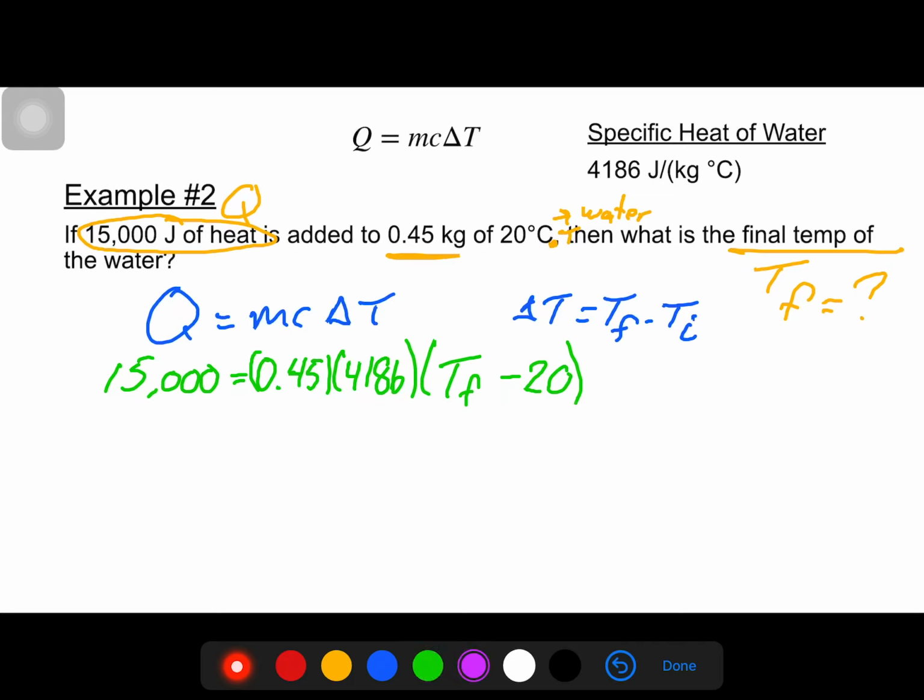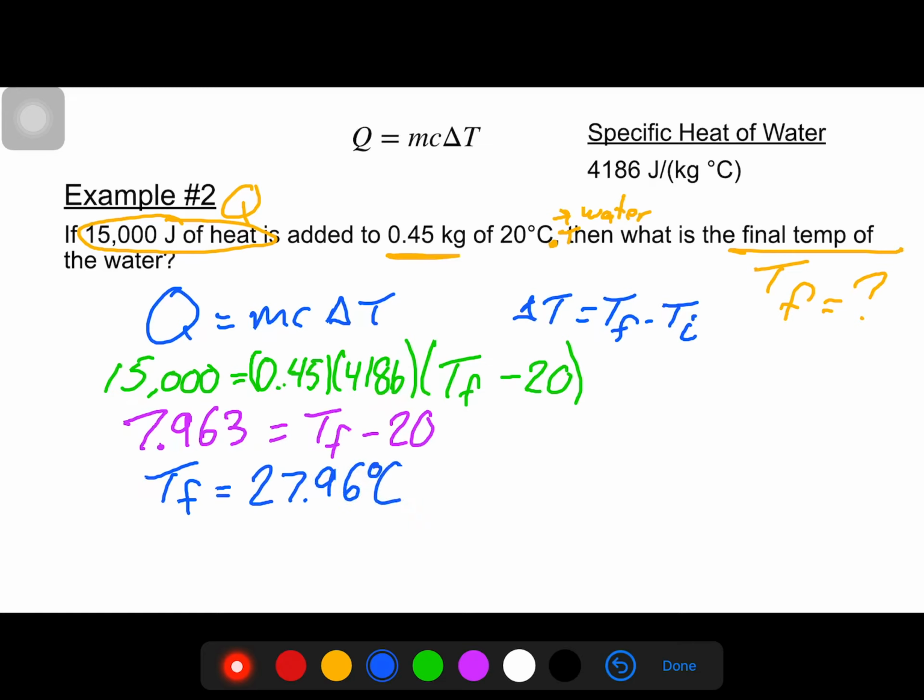So now we can go through and take 15,000 is equal to 0.45 times 4,186. And then when we go through, this number, 15,000, divided by parentheses, this times this, we're going to get a value of 7.963, which is equal to Tf minus 20. Okay, so once again, I took 0.45 times 4,186, and then I took 15,000 divided by that number, and I came up with that value. So now this is equal to Tf minus 20. So now I have to add 20 to both sides, and we get a final answer. My Tf is equal to 27.96 degrees Celsius.